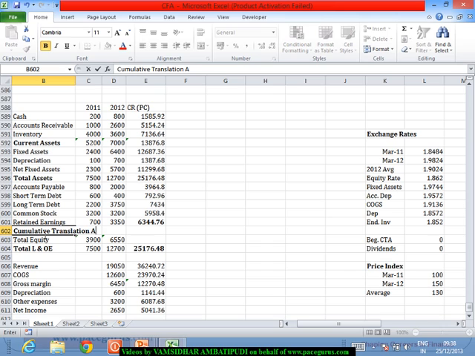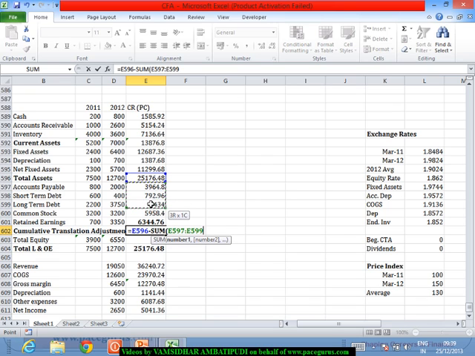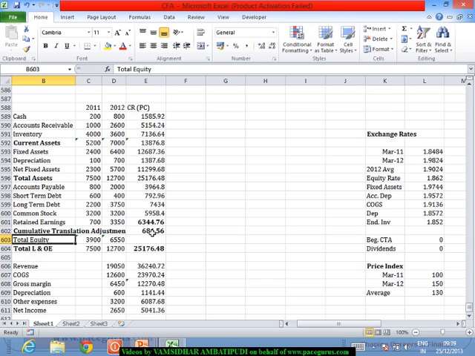This is a value that is going into the current rate method, which is a balance adjusting figure. Total assets minus the sum of all these things: accounts payable, short-term debt, long-term debt, common stock, and the retained earnings. After I subtract all these things, whatever is coming out, which is 681 bucks in my foreign currency, is the cumulative translation adjustment.